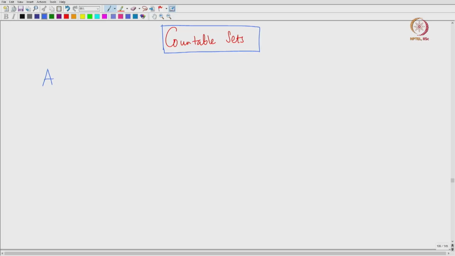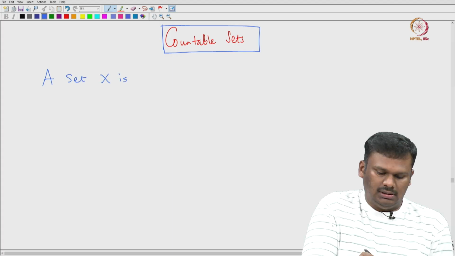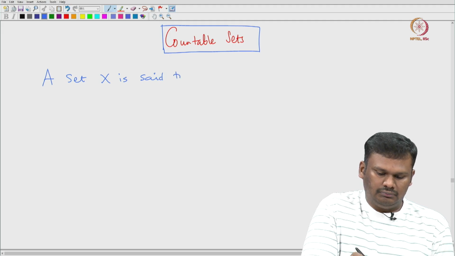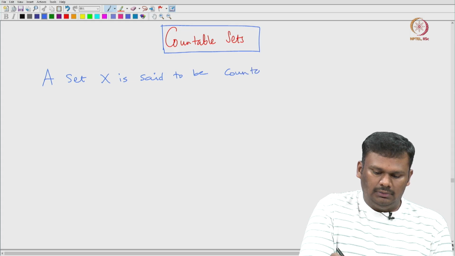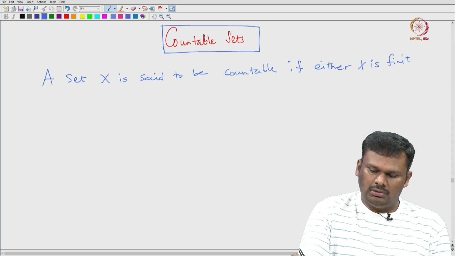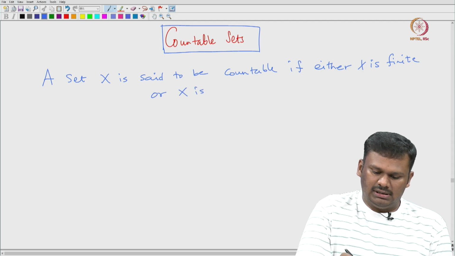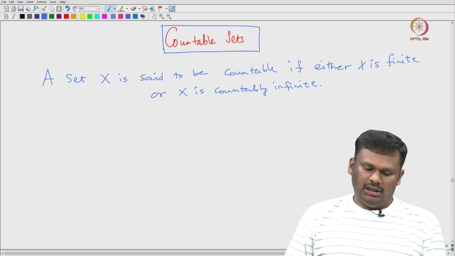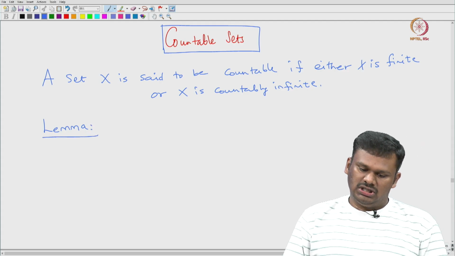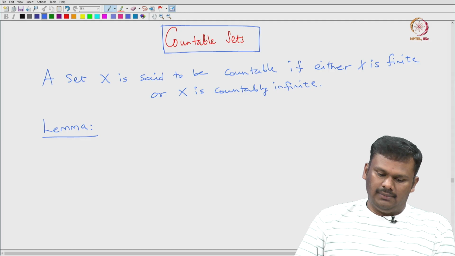So, a set X is said to be countable if either X is finite or X is countably infinite. Okay. So, now it is not difficult to actually see that the definition of countable can be reinterpreted using maps.